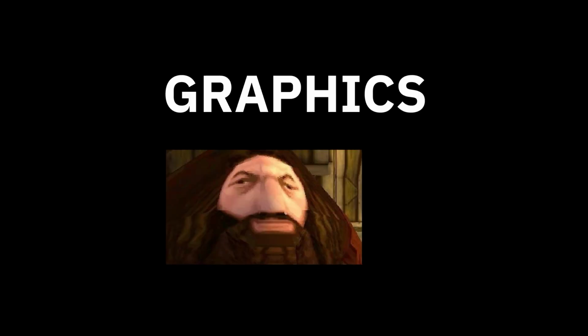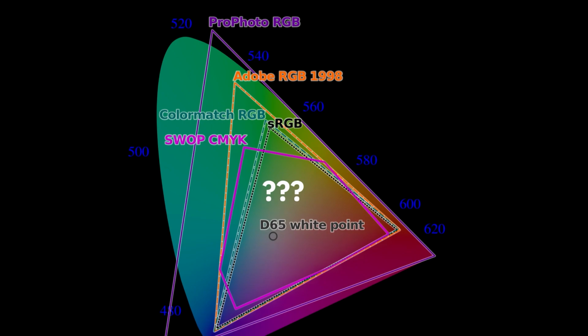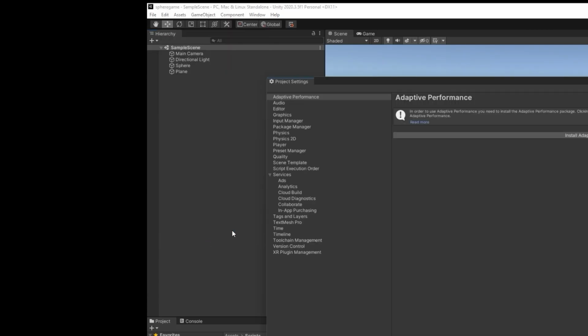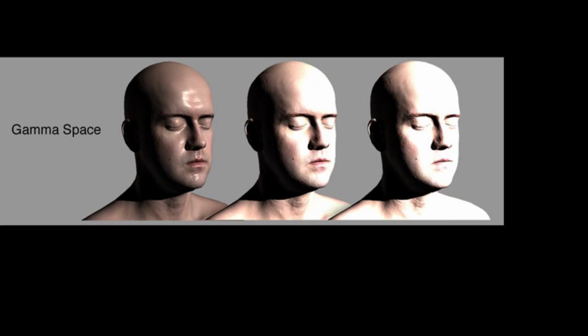Unity. Part 3. Graphics. No code this time. Just lots of menus. Also, it's optional. Ready? Step 1. Color space. Open Unity. Go to Edit. Project Settings. Layer. Other Settings. Color space. Linear. What did that do? I'll show you. Gamma. Linear. Gamma. Linear. Got it?